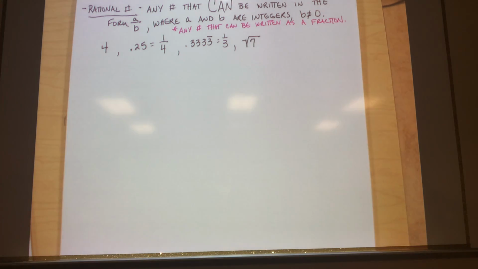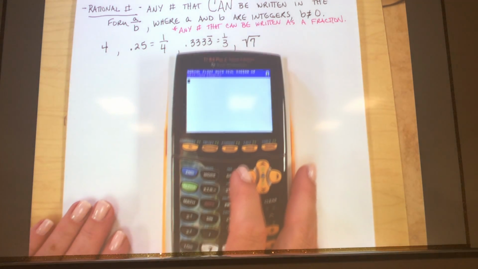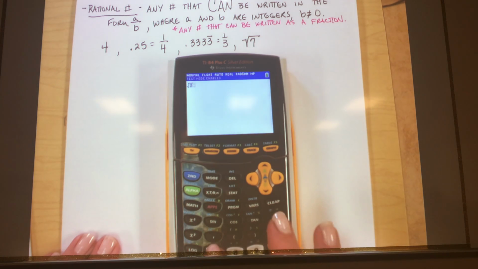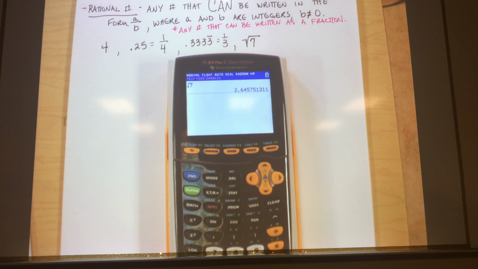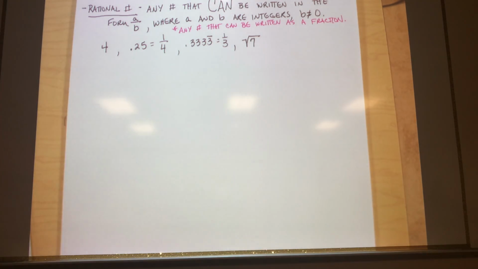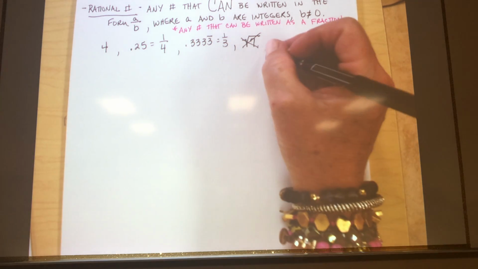The square root of 7. Let me show you what it is. It says 2.645751311. Does it really stop there? No, it really doesn't stop there. It keeps going on forever and ever. Can I write it as a fraction? No, you can't. He's not rational, guys. So what about this one?